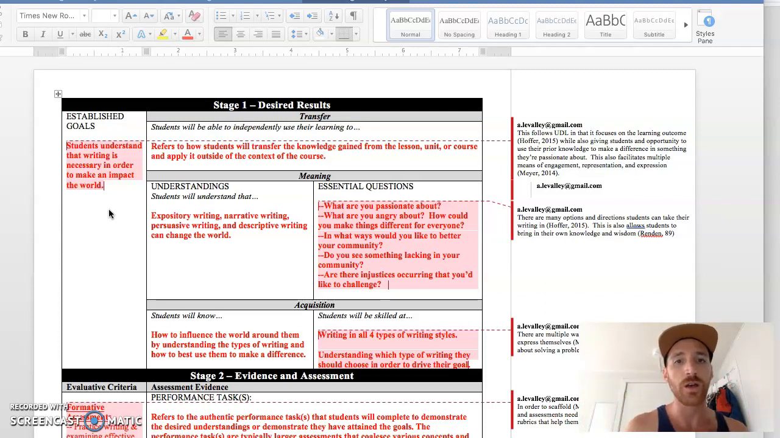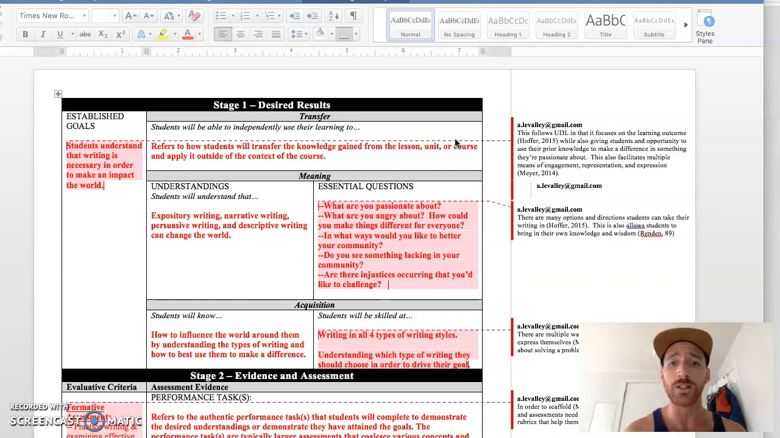And the transfer there, I'm not quite sure about, which is why I don't have this portion filled out. I'm not quite sure what those transferable skills might be. The understandings I want them to walk away with are that expository, narrative, persuasive, and descriptive writing all are ways to change our world.